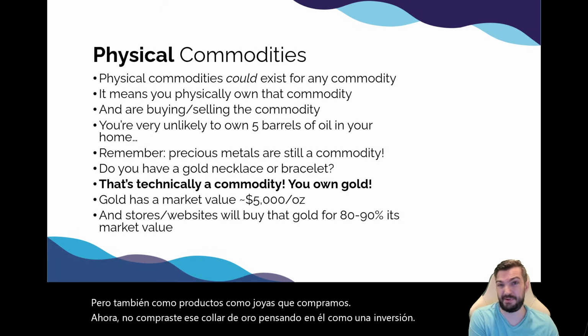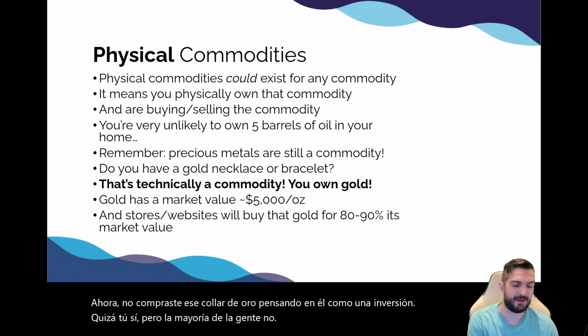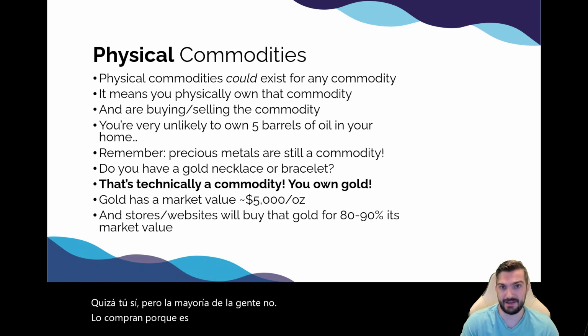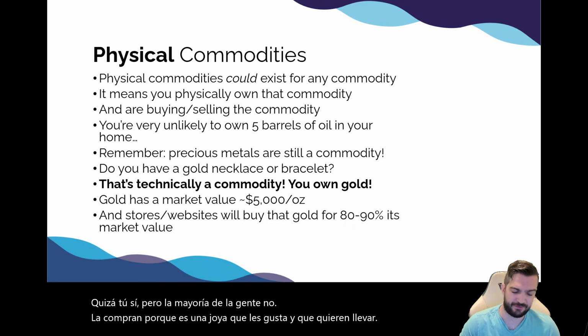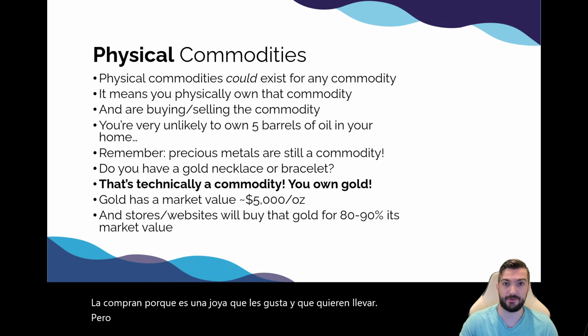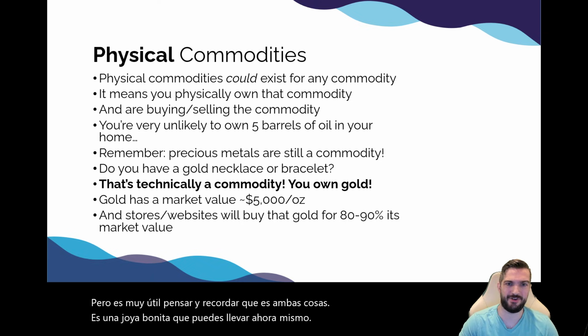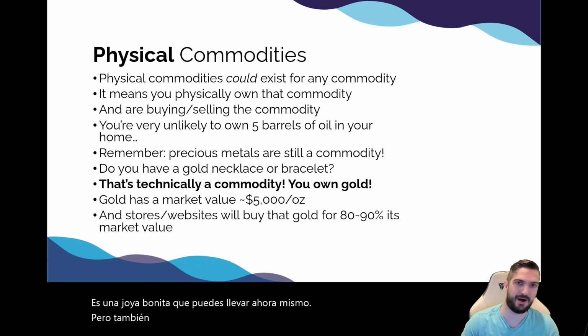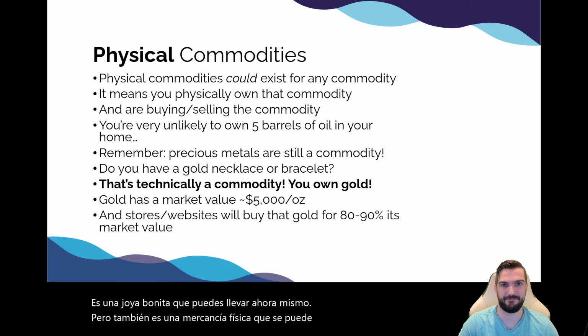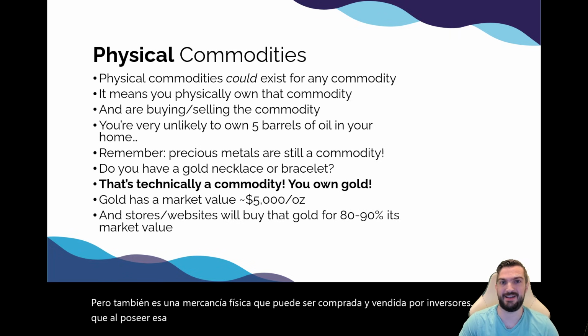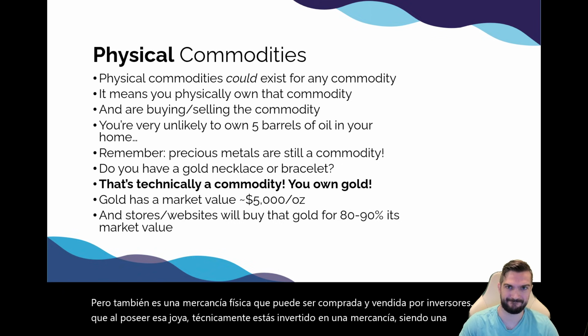Now, you didn't buy that gold necklace thinking about it as an investment. Maybe you did, but most people don't. They buy it because it's a piece of jewelry that they like and that they want to wear. But it's very helpful to think about and remember that it is both. It is a nice piece of jewelry that you can wear right now, but it is also a physical commodity that can be bought and sold by investors. So by owning that piece of jewelry, you are technically invested in a commodity, that commodity being gold or silver.